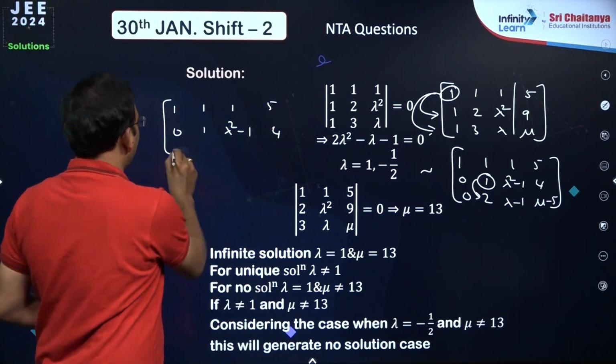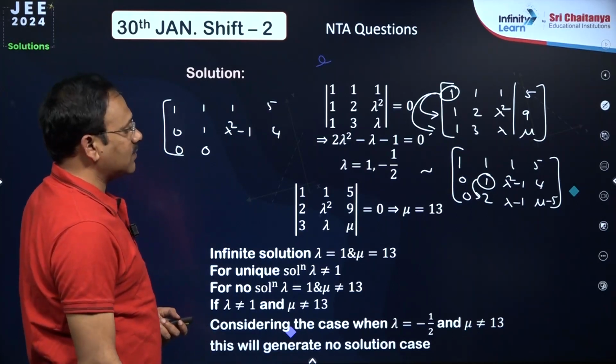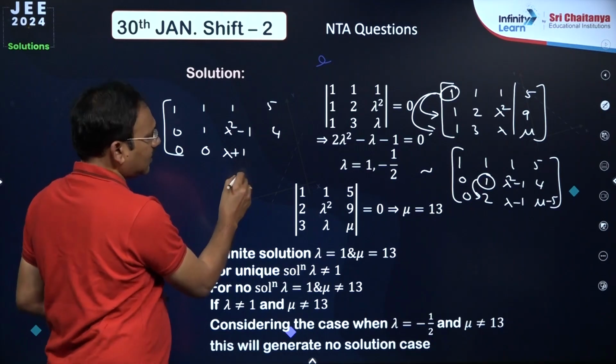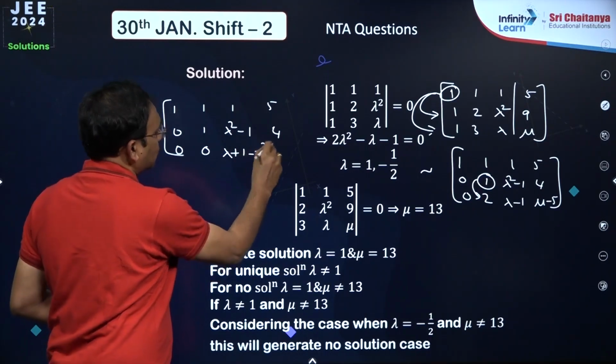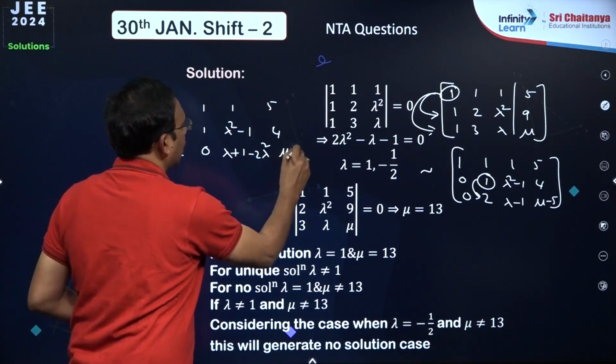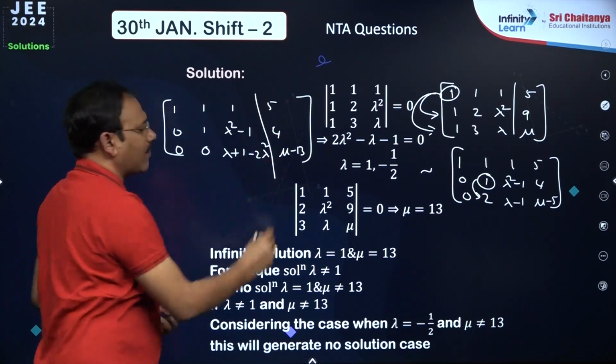The next one, double and subtract. These two will become 0. So, lambda minus 1 minus 2 lambda square plus 1, you will get lambda plus 1 minus 2 lambda square. So, mu minus 5 minus 8 will become mu minus 13. So, this is going to be the augmented matrix.